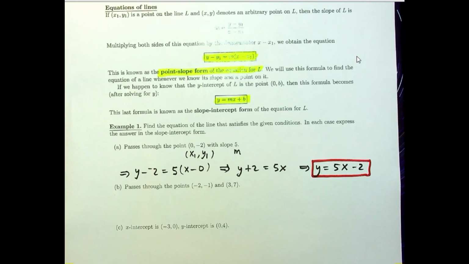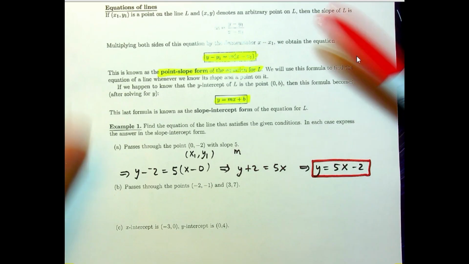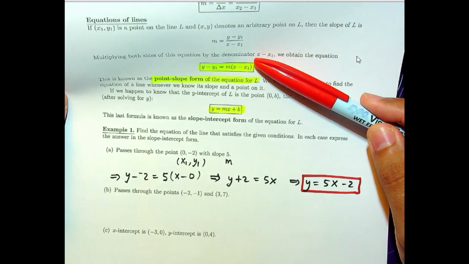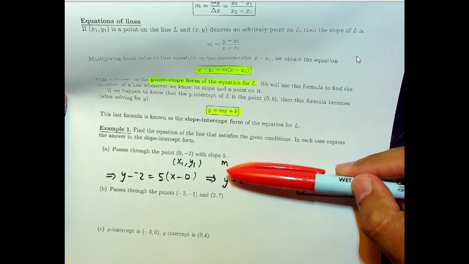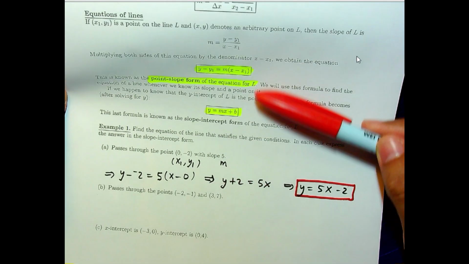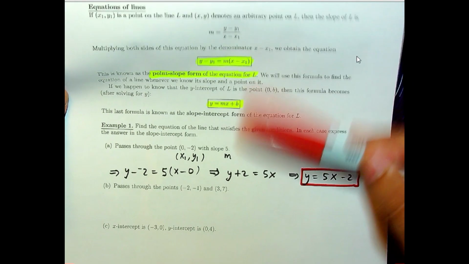All right, so here's another one. Suppose that we want to find the equation of the line that passes through the points -2, -1, and 3, 7. Okay. Note that this equation needs that you have one point. Well, we have 2 points, actually. We only need one. We're going to use the easier one of the two.